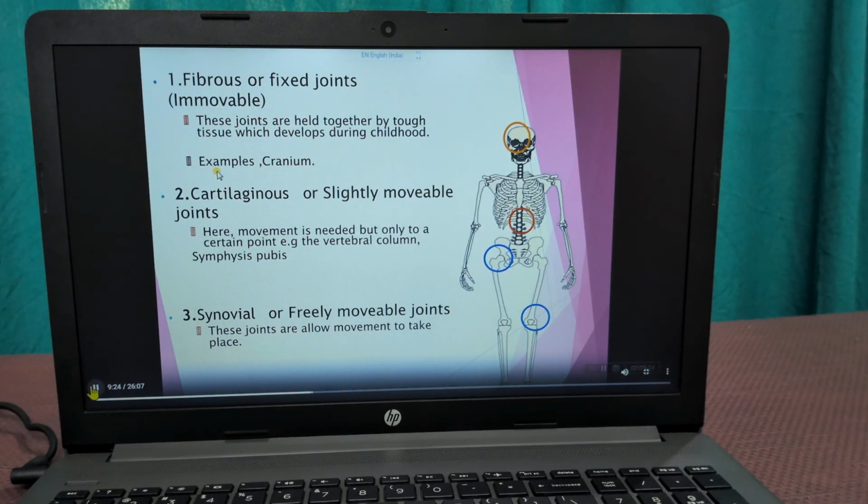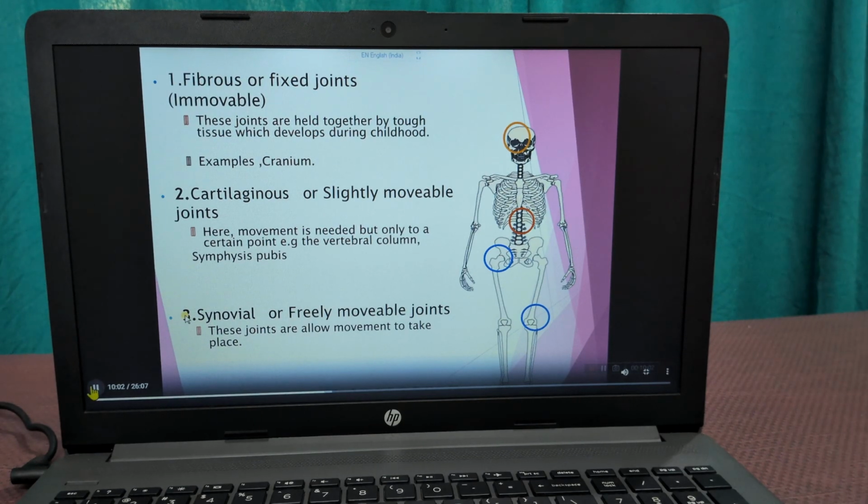Alright. So for example, where are the fibrous joints present? An example is the cranium. The cranium is present in the skull. Alright. And where are the cartilaginous joints present? As I already told you, cartilaginous joints are of two types: synchondrosis and symphysis. Synchondrosis is found in the epiphyseal plates of the growing children, while symphyses are found between the vertebrae and in the pubic bone. So they are found in the vertebral column and the pubic bone, the symphysis pubis.